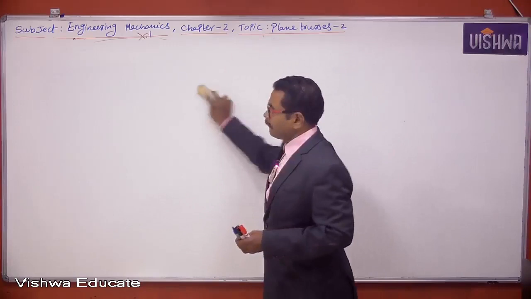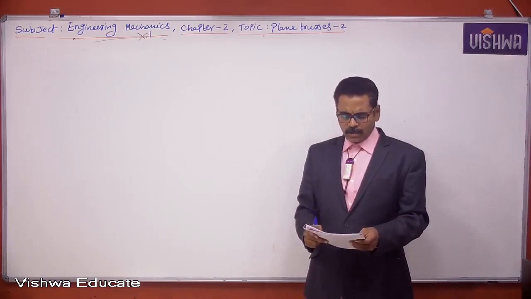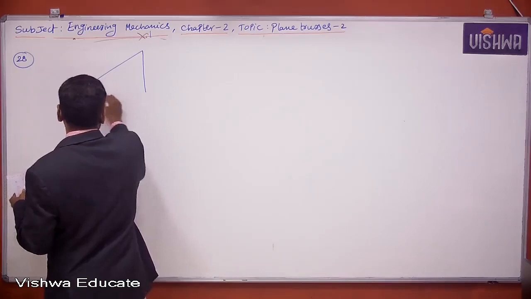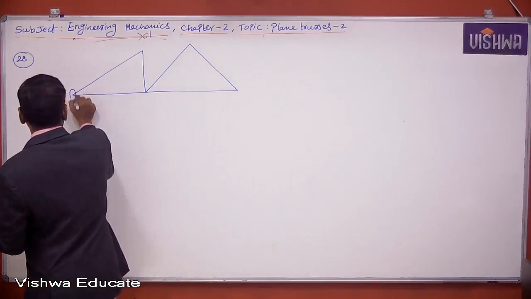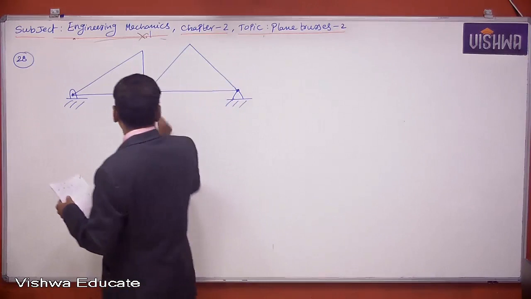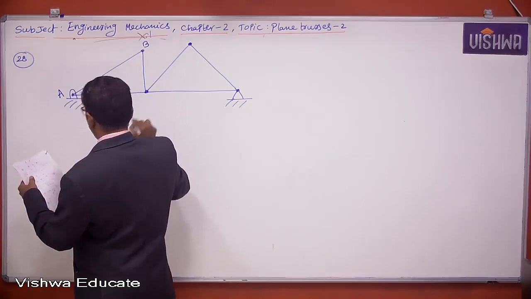Next, we do a few more numericals. You may refer numerical number 28 from your classroom workbook. So here a truss is given like this. Here a pin joint is given. Here also a pin joint is given. This is A, this is B, this is C. At C, a downward load of 1 kN is acting.